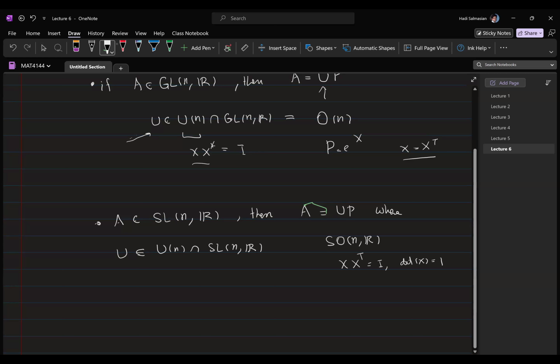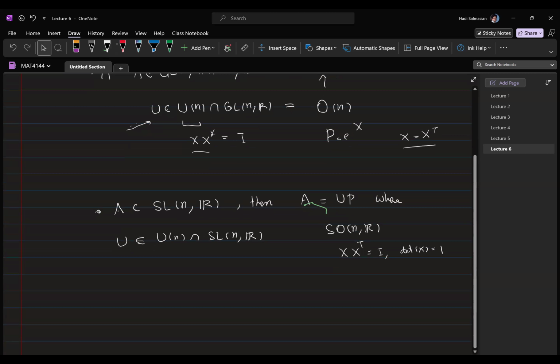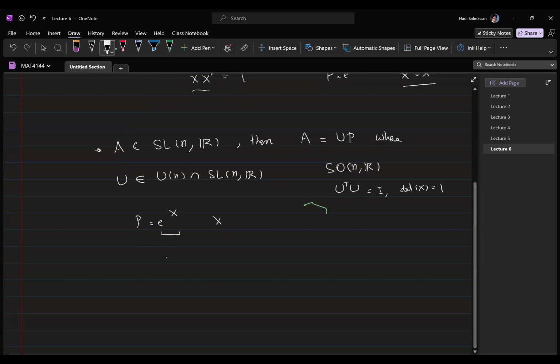Okay. And what about the X? So maybe I shouldn't use too many X's. I should just write U transpose U equals identity, because this is the U. Okay. And now P is the exponential of X. This time there's another condition on X, because the determinant of e to the X is supposed to be 1, because it's again coming from SLNR. What does it mean about X? It means that the trace is 0. So this X will be a symmetric matrix with trace 0.